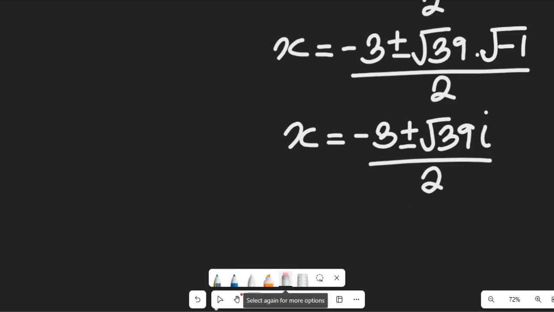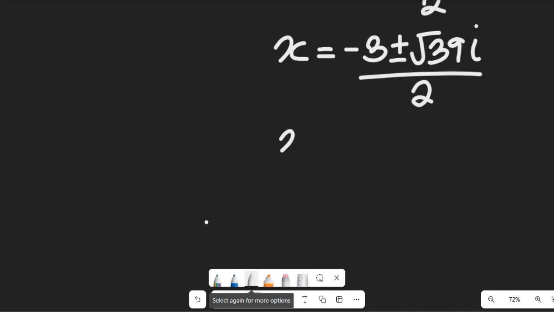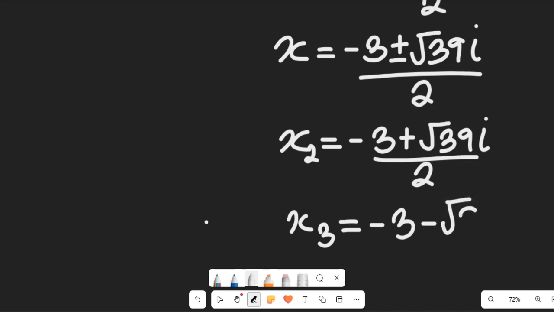We will now have the value of our x equal to, we can't find the perfect square root of 39, so the value of our x will simply be equal to negative 3 plus j square root of 39 divided by 2, and this will be x2. I will have x3 equal to negative 3 minus j square root of 39 divided by 2.